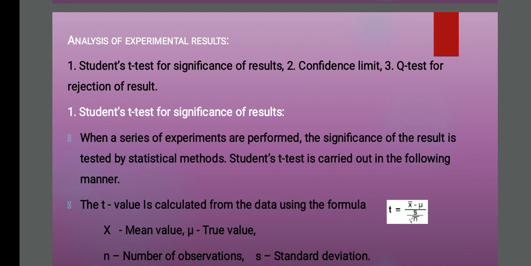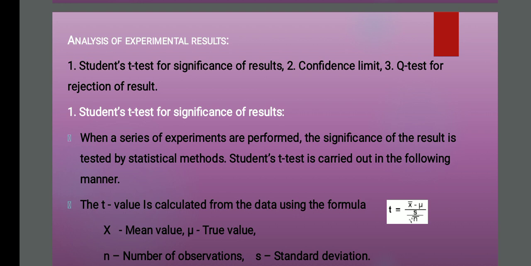We can see them one by one. First one is student's t-test for significance of result. How we have to do this is, you do a series of experiments. After doing the experiments, we have to check the result by a statistical method, and the method we are following here is called student's t-test.